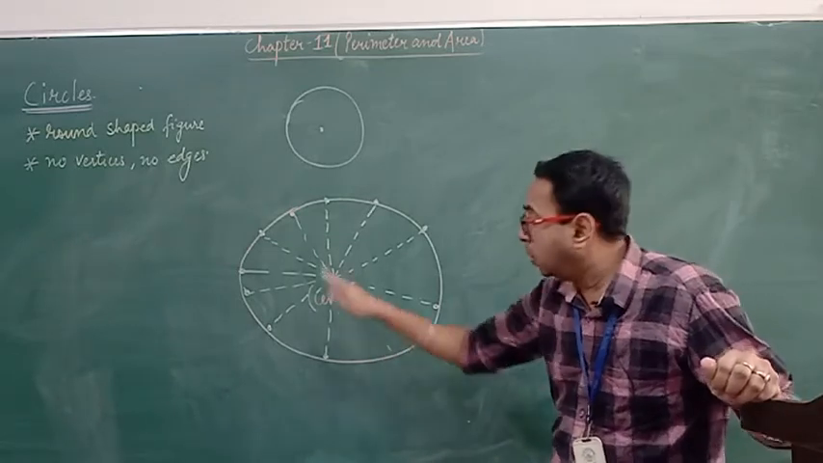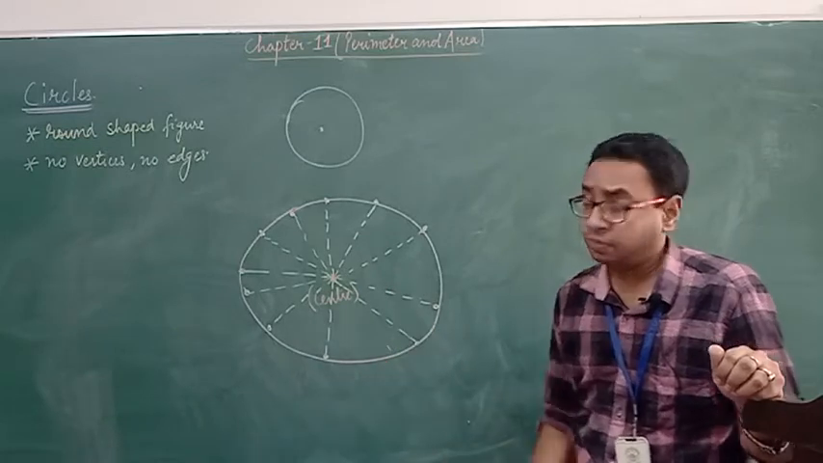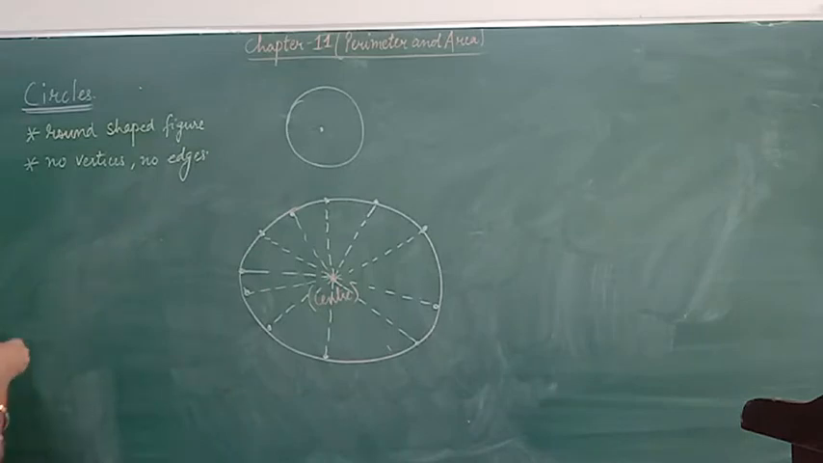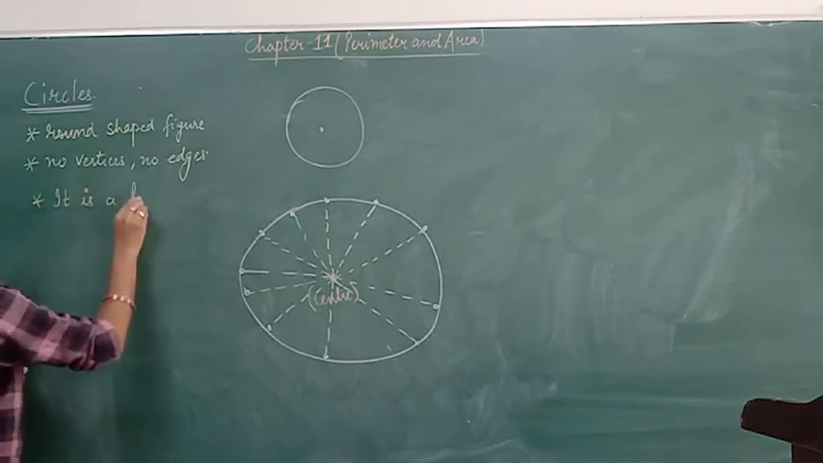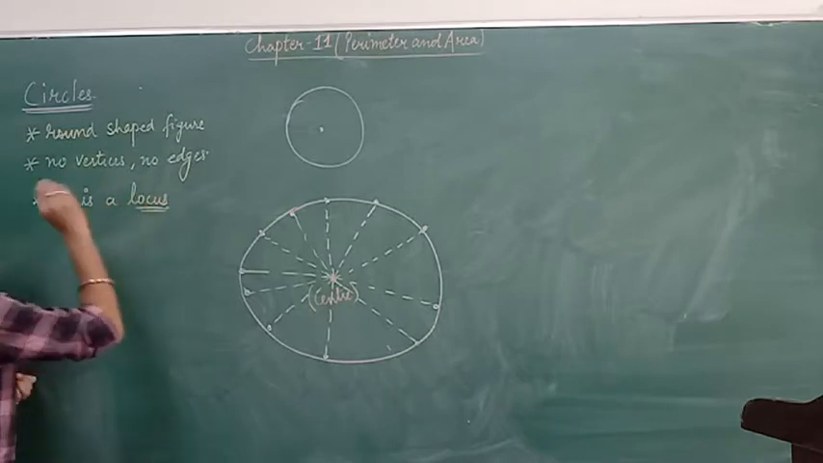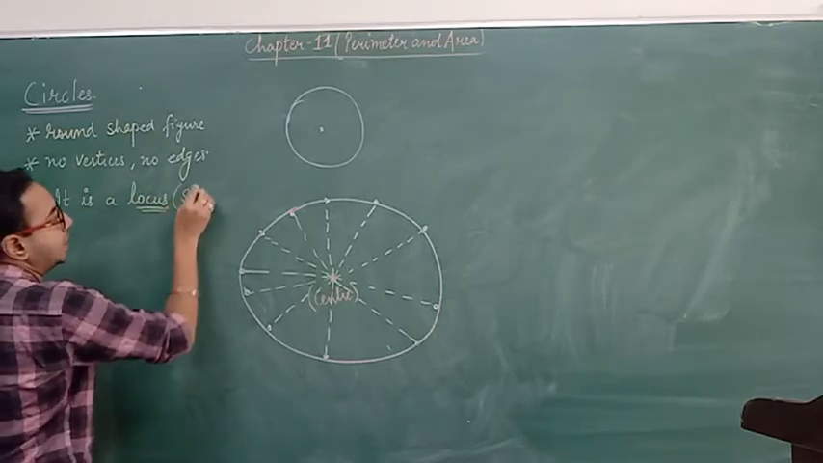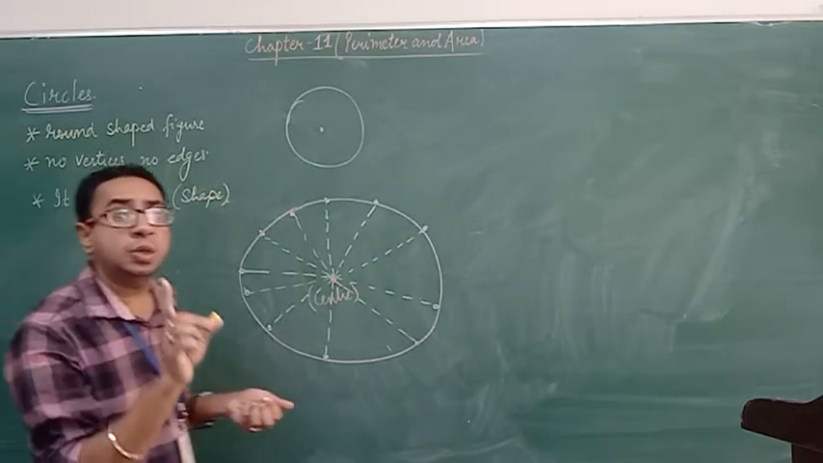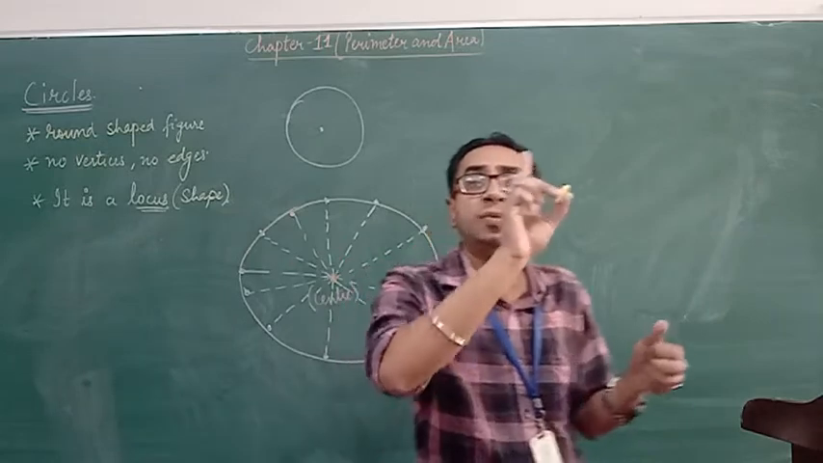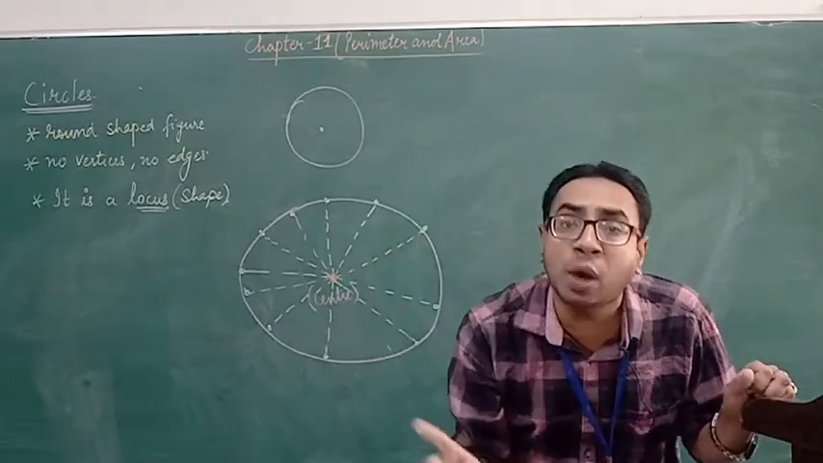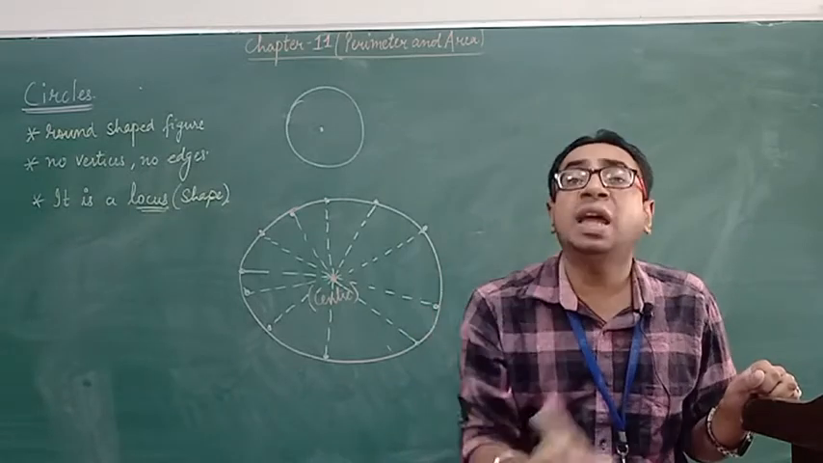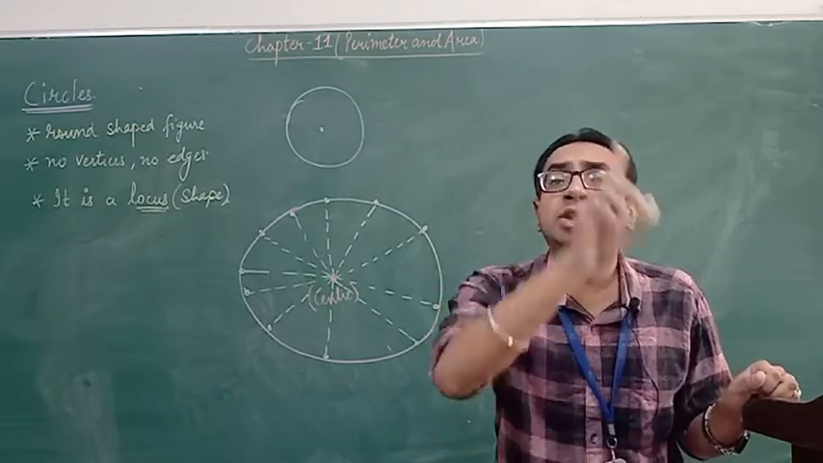But I hope with this also you got one point. Now understand the technical definition of a circle. What is a circle? It is a locus. This word is very important. Locus. Locus means shape. Understand what locus is. Locus is the shape which is obtained by joining or tracing the points. Locus is the shape that is traced by joining the points.